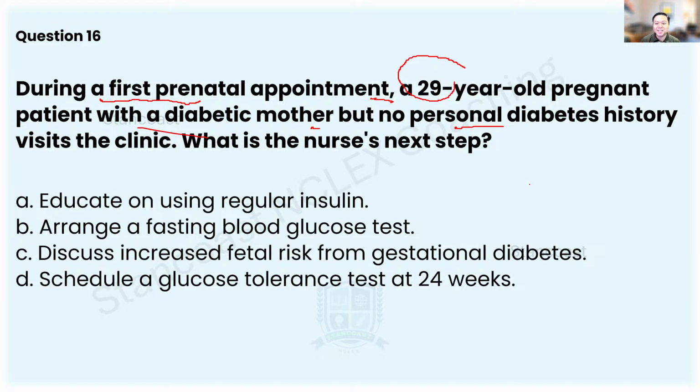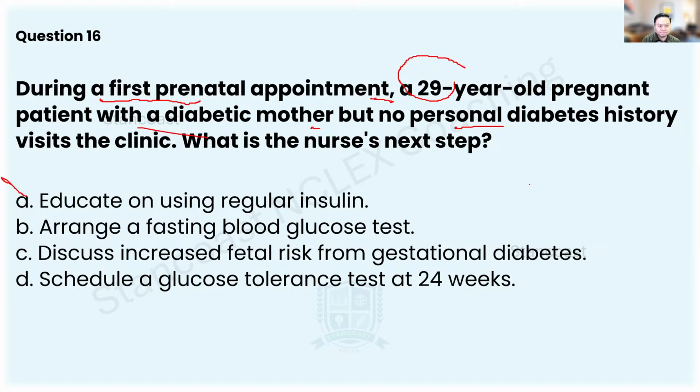If you answered letter A, educate on using regular insulin. Why would you educate this patient about regular insulin when you don't have any established diagnosis yet? There is no known diagnosis yet. The patient is not diabetic at this point. There is no established diagnosis in this scenario. So there is no need or no necessity for you to instruct this patient about regular insulin administration.